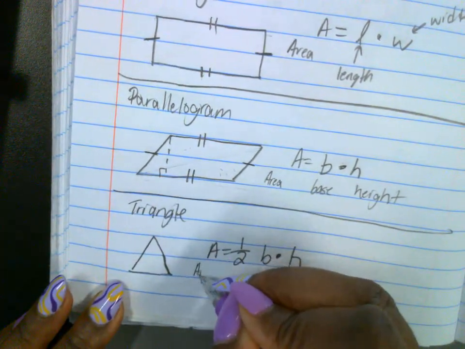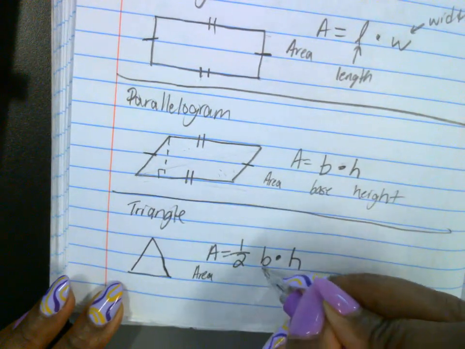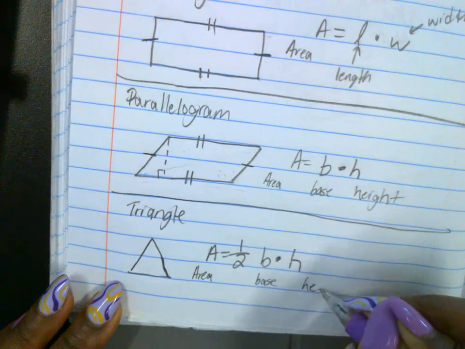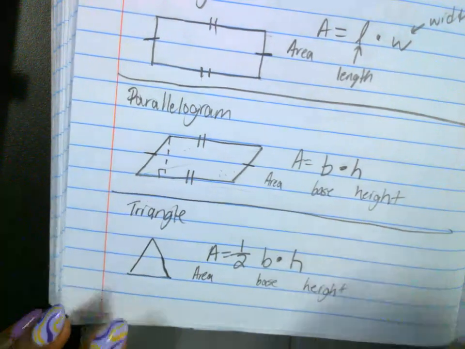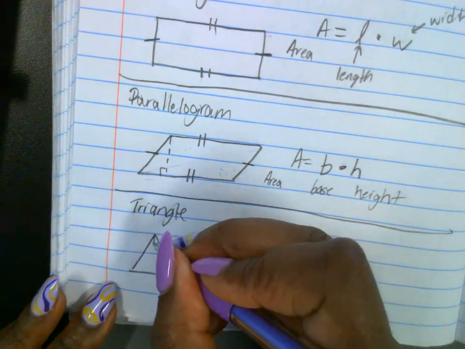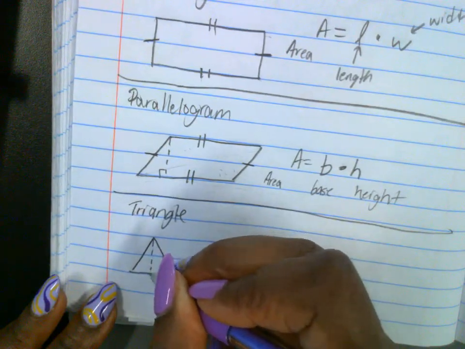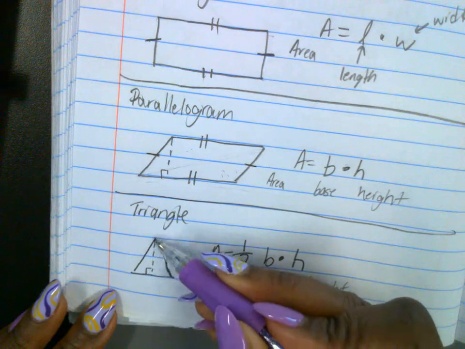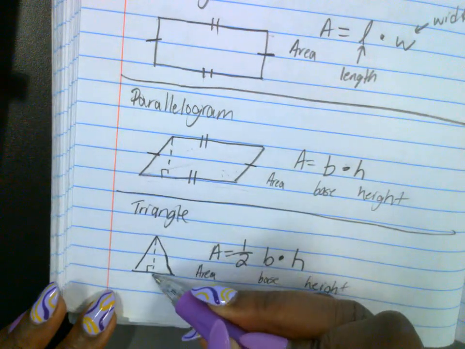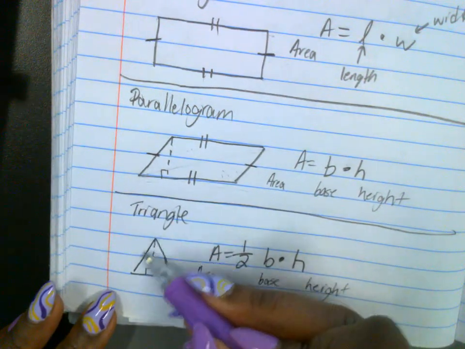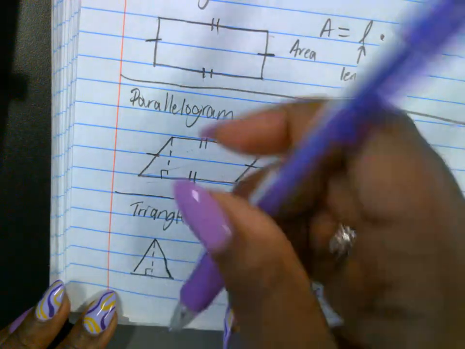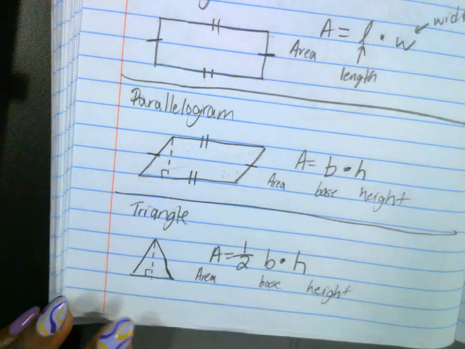So again, A is area, the B represents the base, and the H represents how tall the triangle is. If it's not a right triangle, they'll tell you what the height of the triangle is. And this would be the height. From the top of the triangle to the base of the triangle is the height. It's not this length, because it's not a straight ruler. The ruler has to be straight up and down.